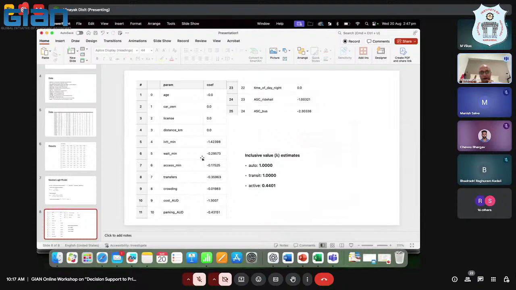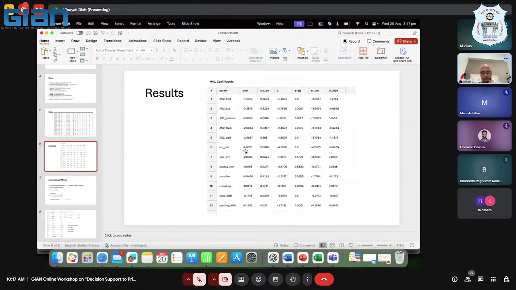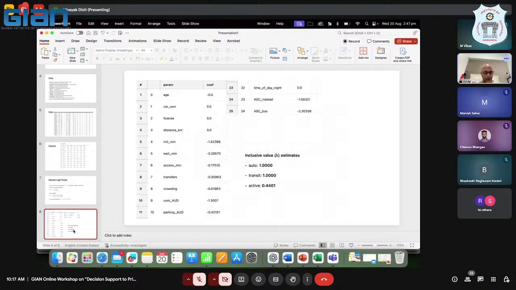And the other thing to remember, because you've got the lambdas playing out now: if I look at IVTT, the coefficient of the in-vehicle travel time, that's minus 1.42398. What did we get here? Minus 0.0361. So your coefficients actually change. And if I look at this, the cost is minus 0.1735, and this is minus 1.3007.